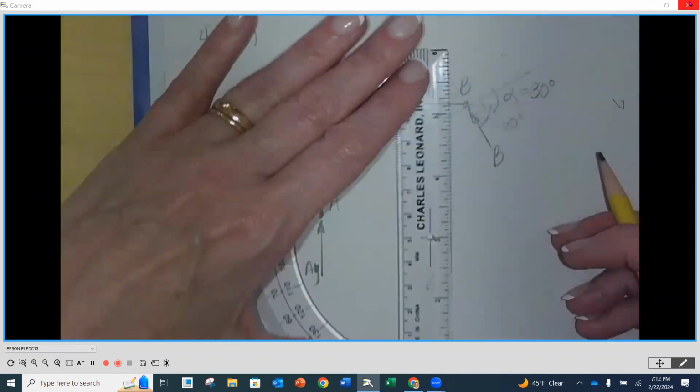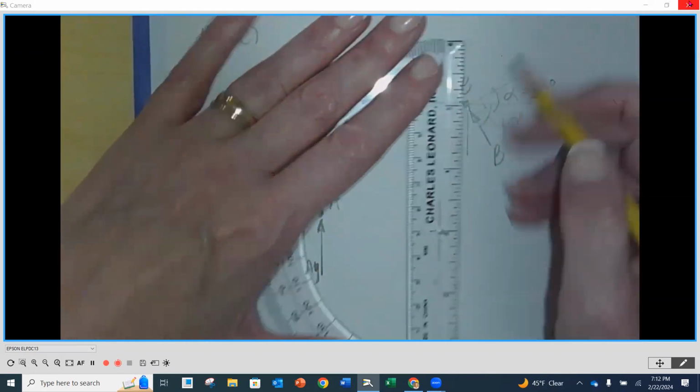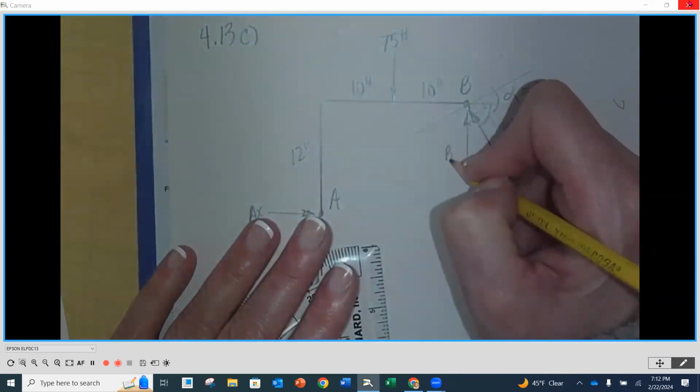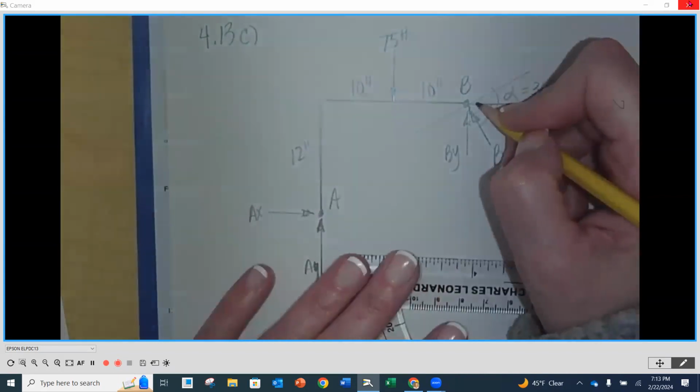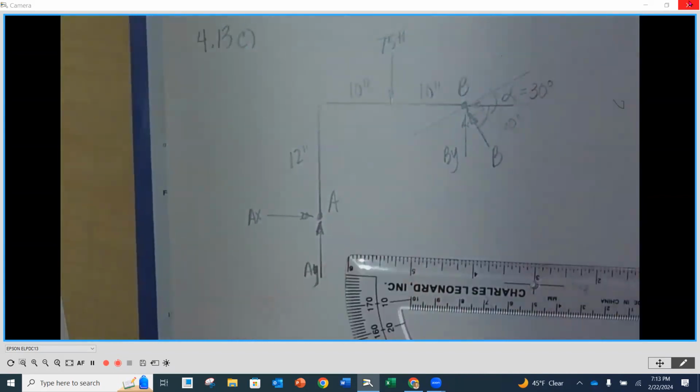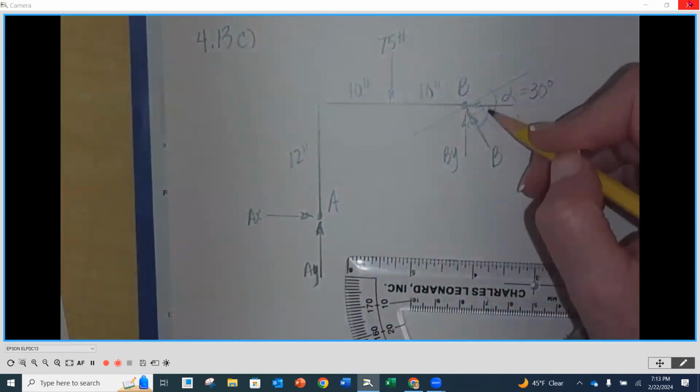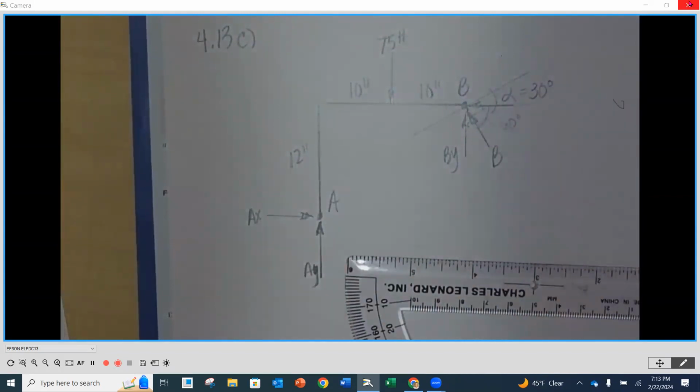Because you're going to have to get X and Y components in here. This is going to be a BY. This is going to be a BX. So you're going to have to be able to calculate those, and you're going to need to know like an angle or two of that triangle. Does that make sense to everybody? Okay. So then you're going to want to do that BX and that BY in terms of their B. We've seen that before. And then you'll be solving using those three equations of equilibrium. Okay.